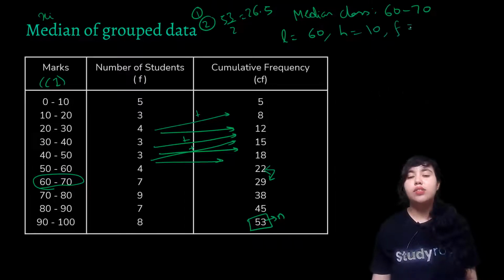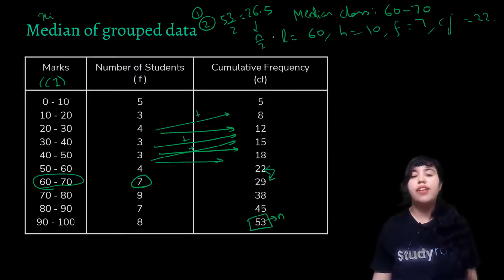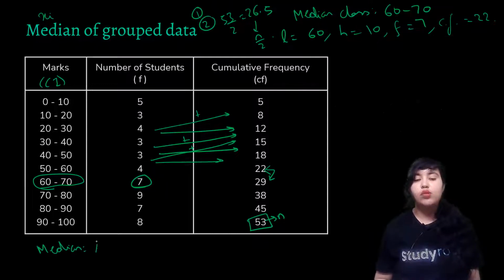What is the frequency of this median class? That is 7. And what is the cumulative frequency of the preceding class? That is 22. And n by 2 we've already calculated as 26.5. Now just write the formula for median, which was equal to L plus n by 2 minus cumulative frequency upon frequency into your class size.